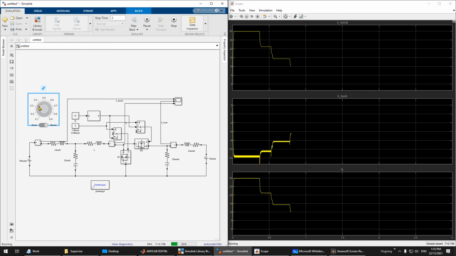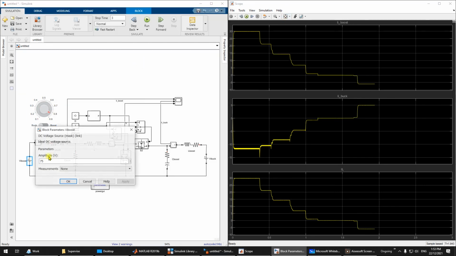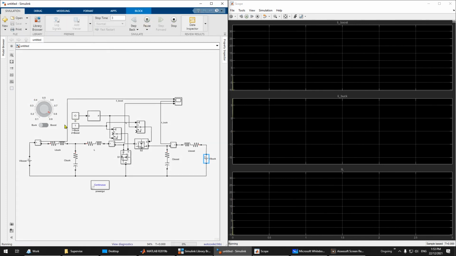So I changed to buck. It cannot operate anymore. So basically you have to balance this up. 50, this is 100. Maybe this one can work properly.